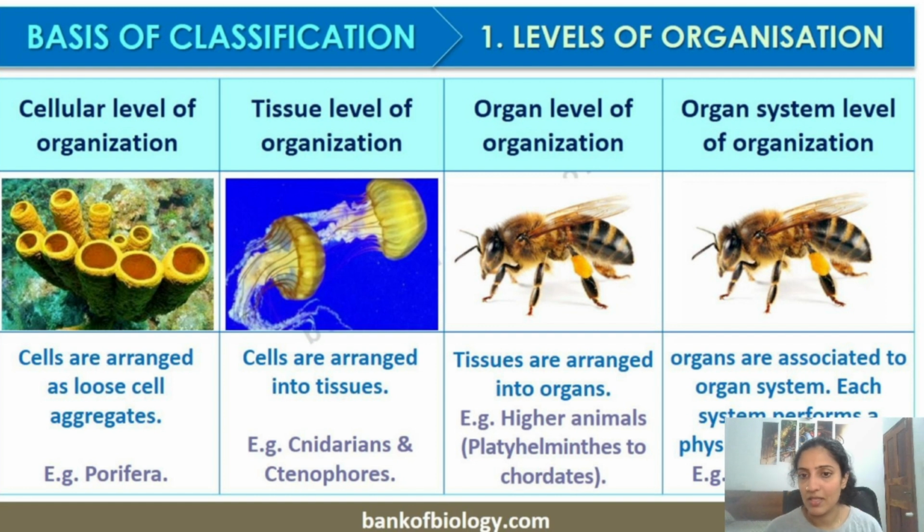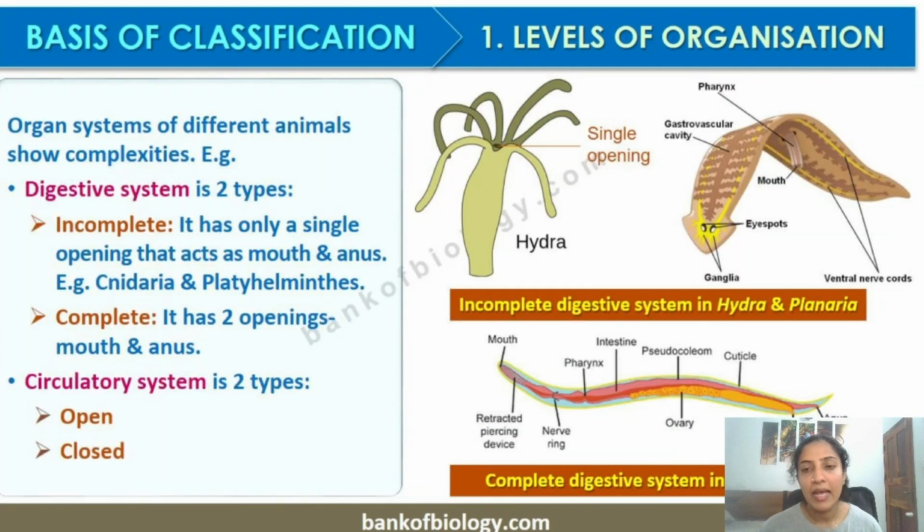Then digestive system. That entire system contains many different types of organs, starting from mouth, esophagus, stomach, small intestine, large intestine, rectum and anus. So all these organs combine together to form an organ system level of organization, and they are specifically for performing physiological functions. And in levels of organization, again you can see that some organ systems have complexities.